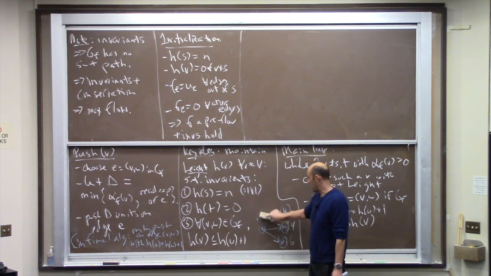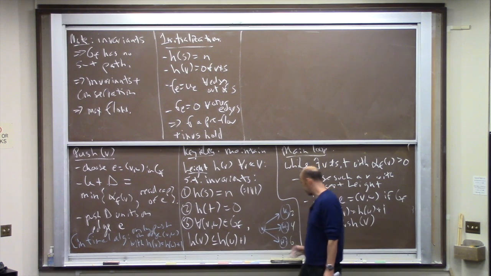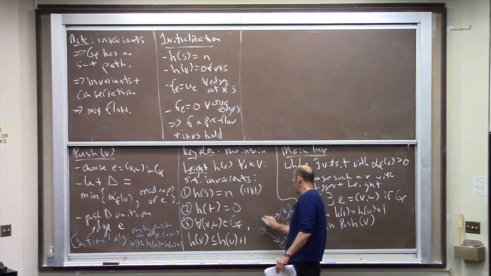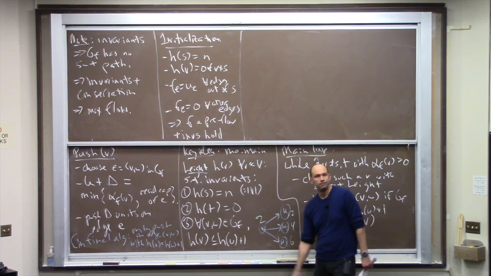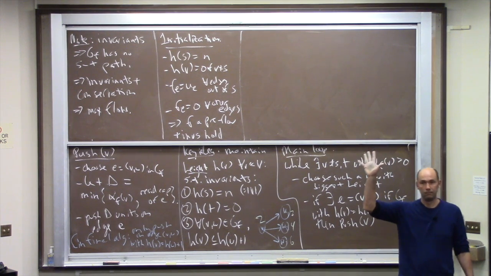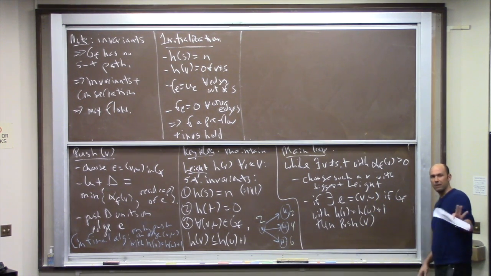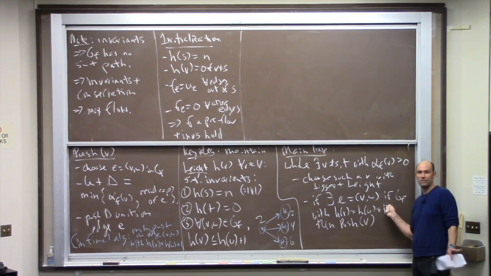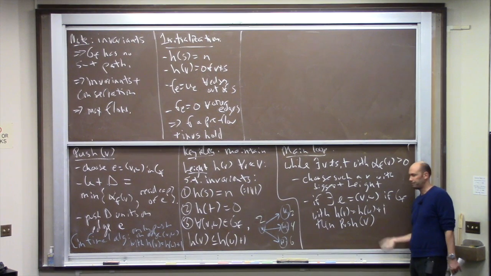Now, a totally other possibility is that the height function assigns V a 2, and so all of the edges outgoing from V go uphill. So that would be a case, and this can happen even though V has excess. So in that case, this if statement is not satisfied, and something else has to happen.